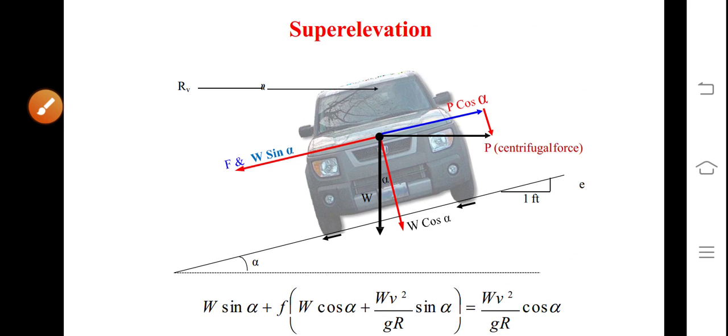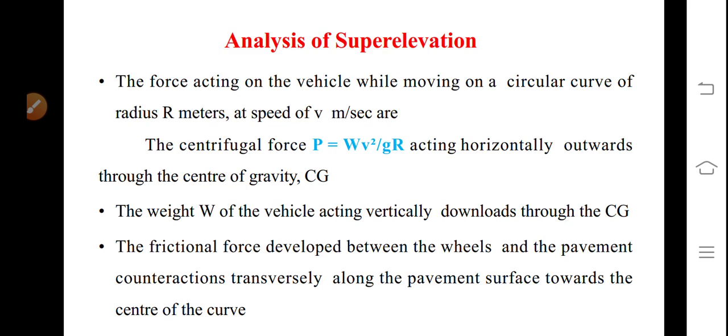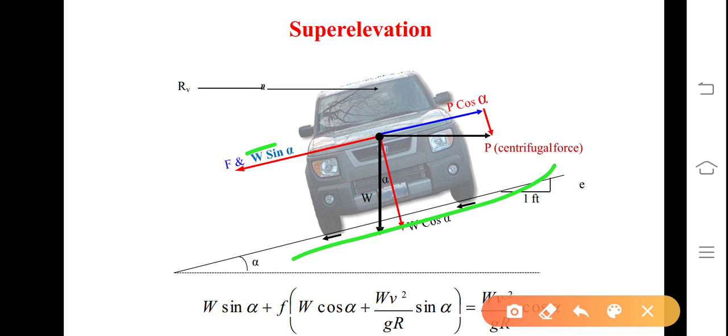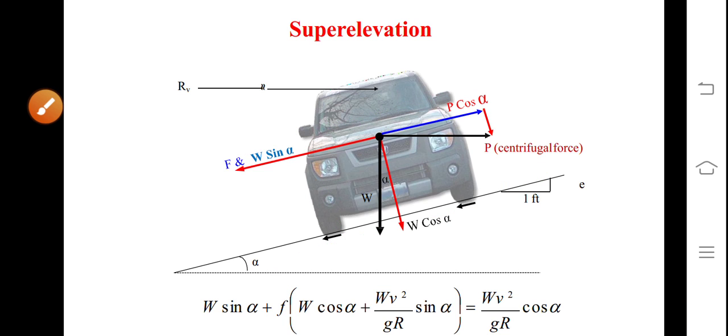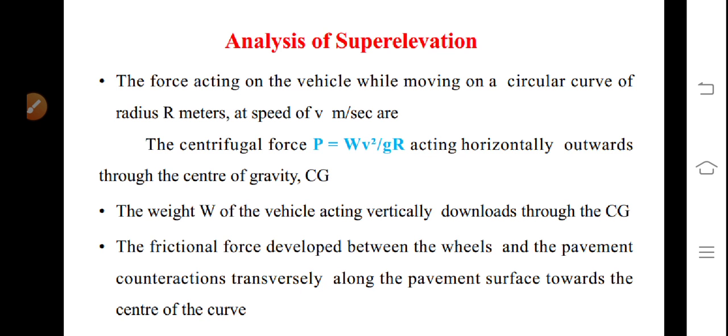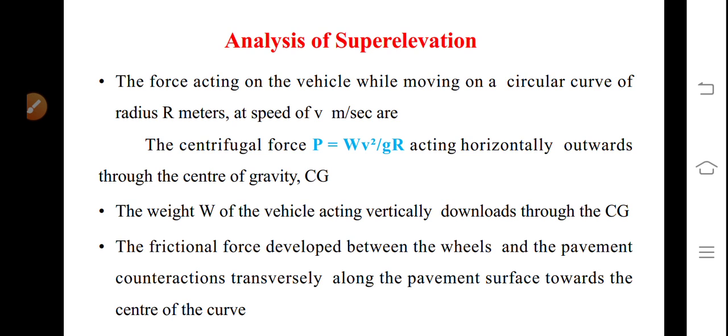Now superelevation analysis. For that, all the forces are resolved into components parallel to the inclined surface and perpendicular to it. So when you resolve, you will get these forces, which are all mentioned here. In the analysis we will come to know how it is done. The force acting on the vehicle, okay, analysis of superelevation may take more time.